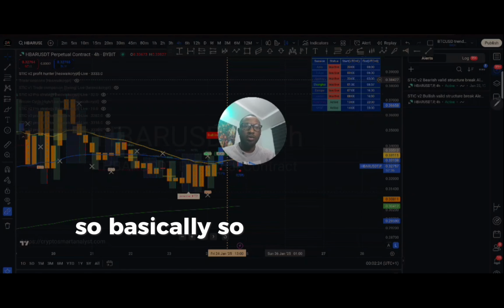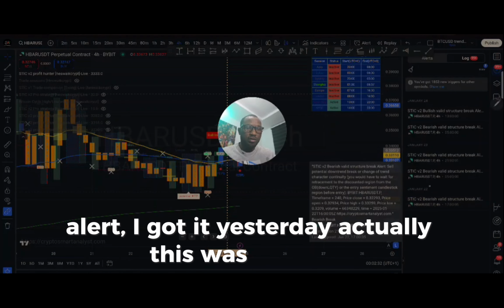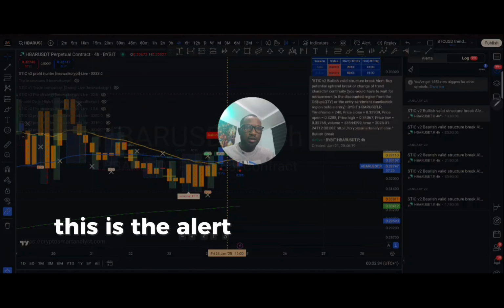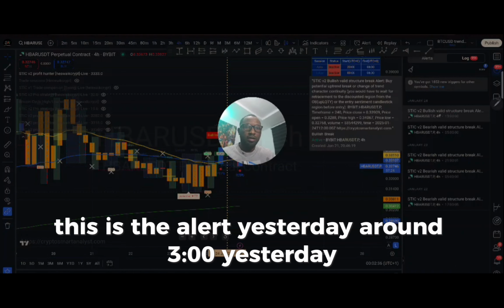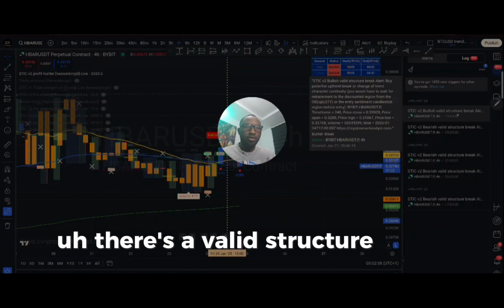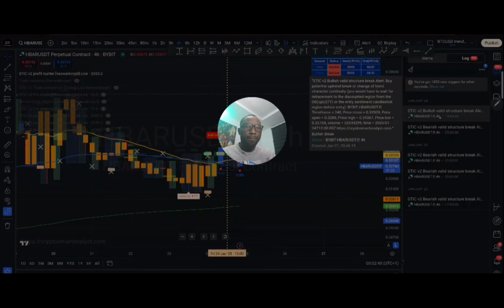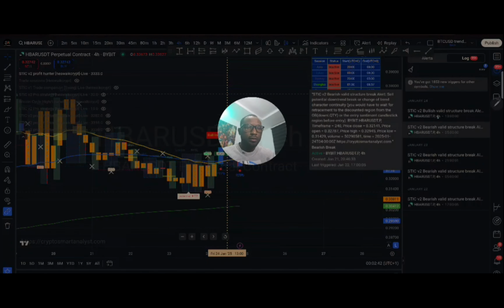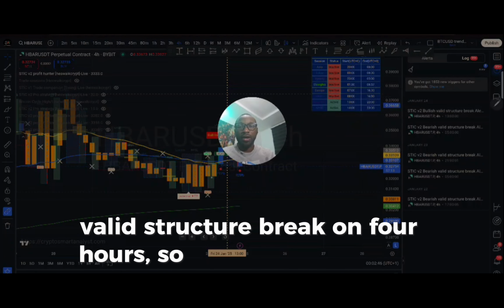So basically, how did I do it? When I got the alert, I got it yesterday actually. This was the alert yesterday around 3 o'clock yesterday. There's a value structure break on 4 hours. Value structure break on 4 hours. So I came to the chart and I saw the value structure break.